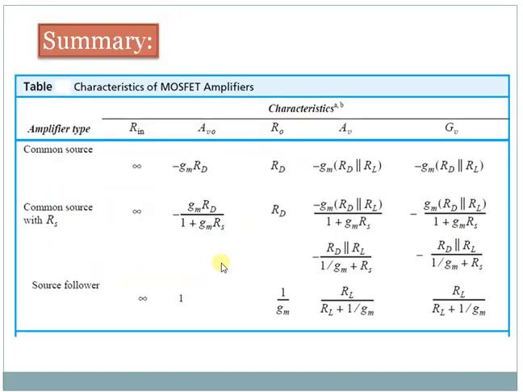So to summarize whatever we have understood, in the earlier tutorial we have seen the common source amplifier with RS and without RS, and now we have seen the source follower. Here we have tabulated the different characteristic parameters. The characteristic parameters of our interest are AV0, R0, AV and GV. If you remember this tabulation, it will be easier for you to solve the numericals.